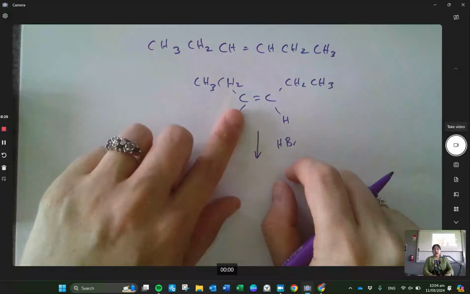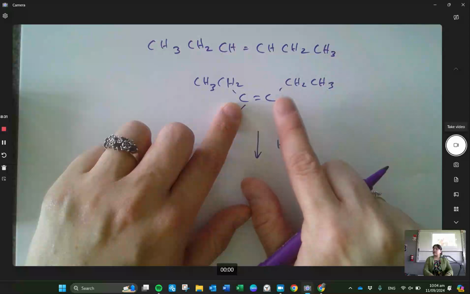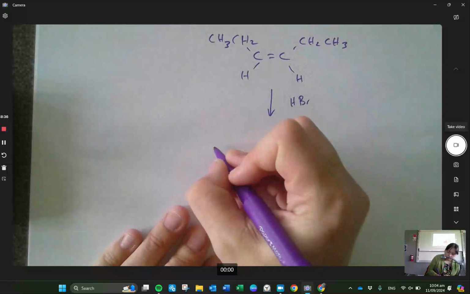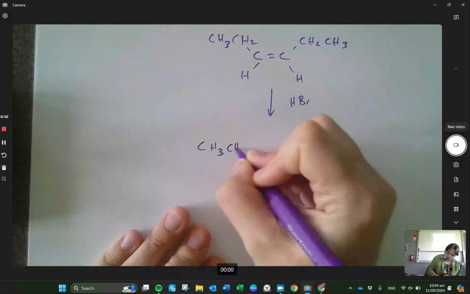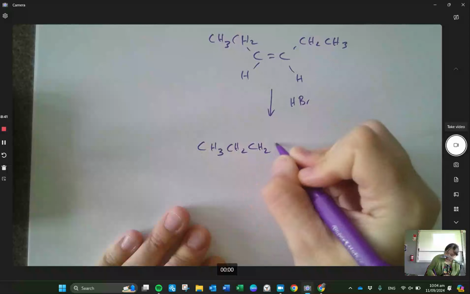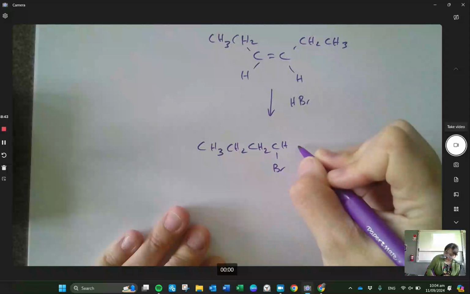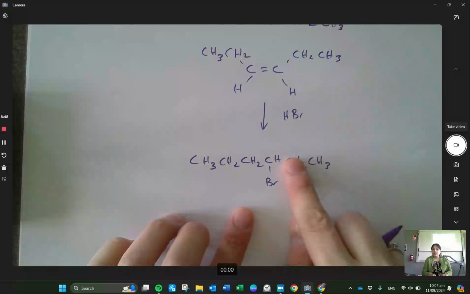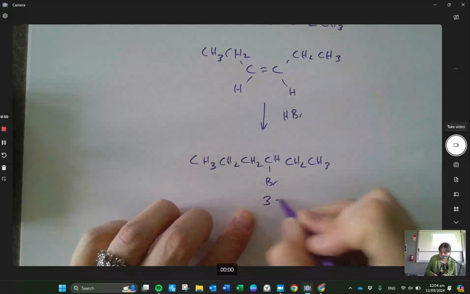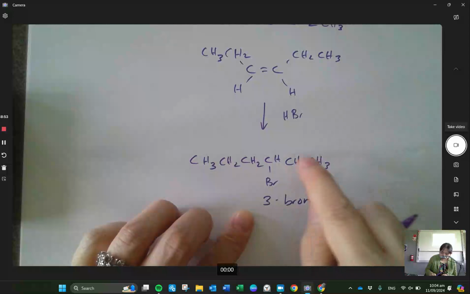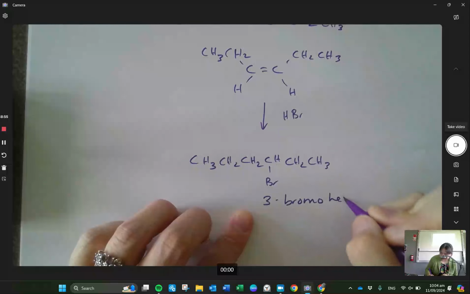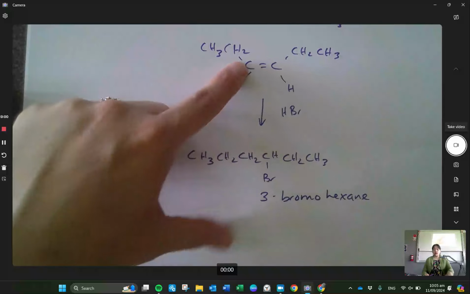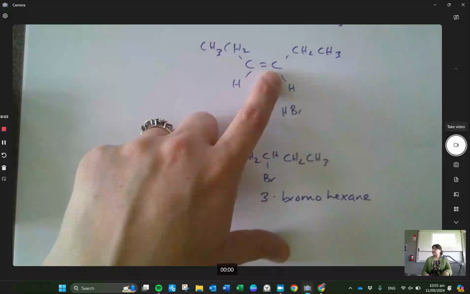So if I add the hydrogen to this one and add the bromine to this one, then when I form the molecule, I would get 1, 2, 3. So you see how I'm going to get 3-bromohexane, 1, 2, 3, 4, 5, 6 hexane. All right? So that's assuming that this carbon gets the hydrogen and this carbon gets the bromine.